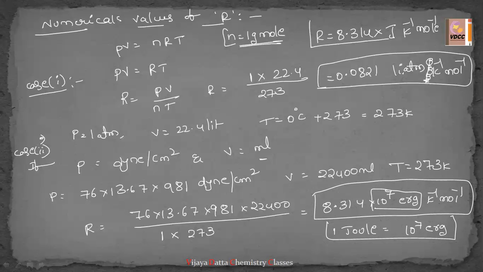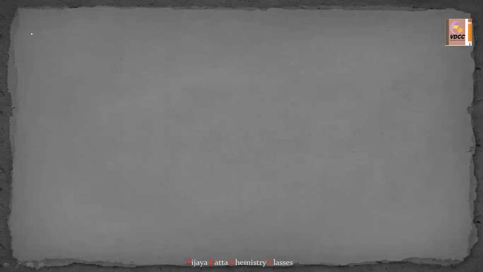So the R values are: 8.314 joule Kelvin inverse mole inverse, 0.0821 liter atmosphere Kelvin inverse mole inverse, and 8.314 into 10 to the power of 7 erg Kelvin inverse mole inverse. These are the different values. You can take the R value even in calories also. That is the third case.